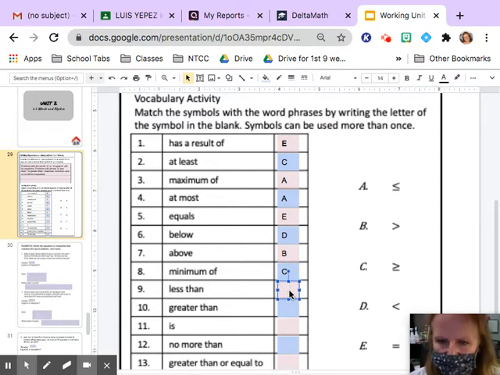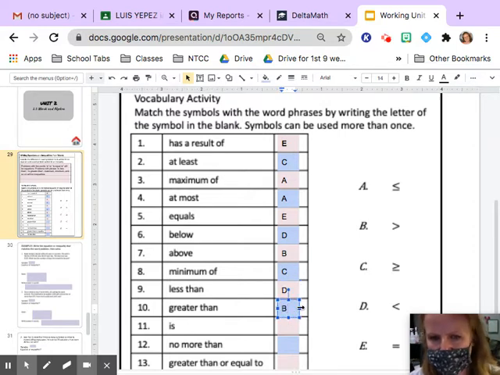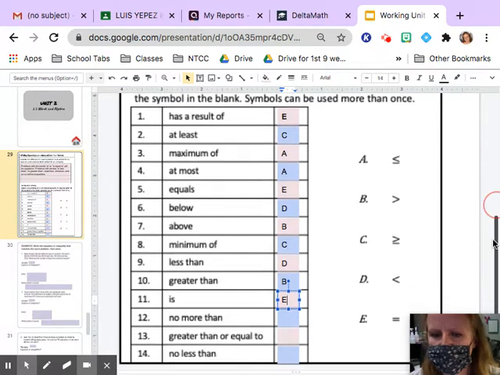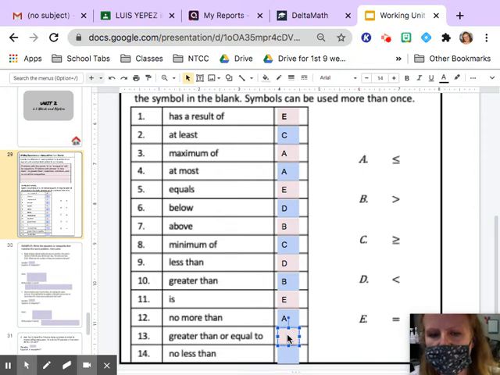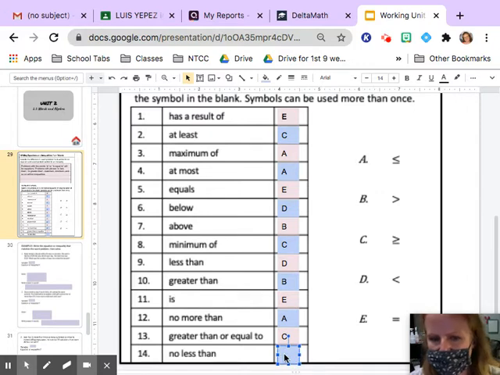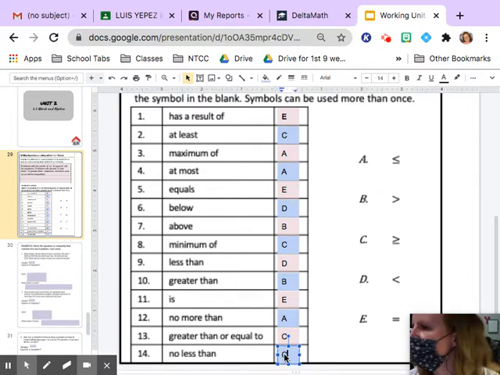Less than. D, less than. Greater than. B. No more than. A, so it has to be less than. If it's no more, then it has to be less than. Oh, A. Greater than or equal to. C. And then no less than. C. Okay, so make sure you have that matching mine.